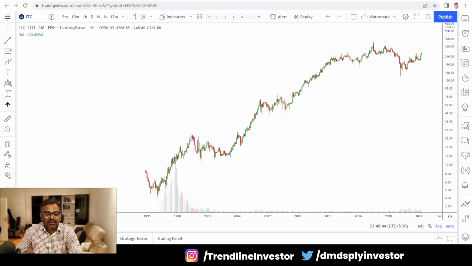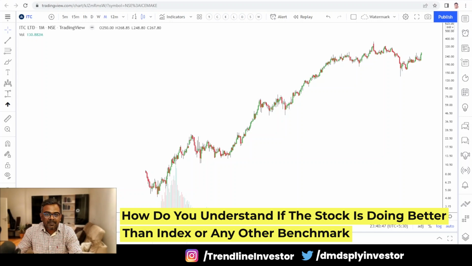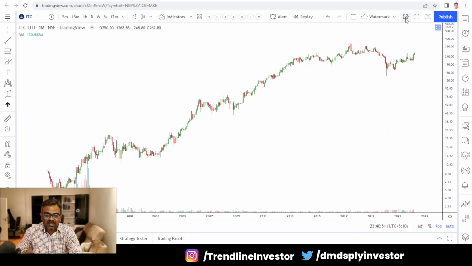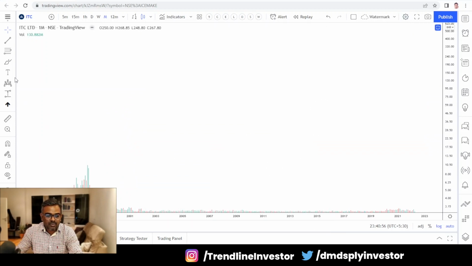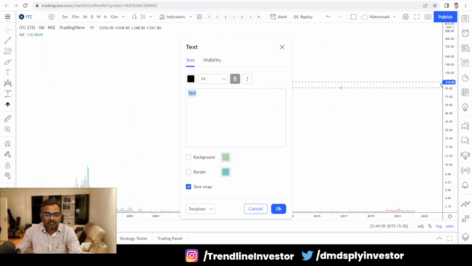Now what I want to show you is how do you understand if the stock is doing better or if the benchmark is doing better. So for that I'm going to use a short calculation. I'm just going to hide all this and I'm going to take a notepad and I'm going to show you how to do this, right? So for example, let's assume two things. One is a stock and one is Nifty. Now let's assume the stock is trading at 100 and Nifty is trading at 1000, right?